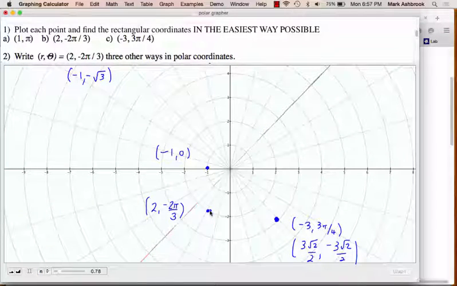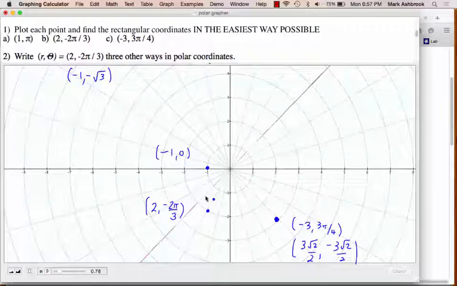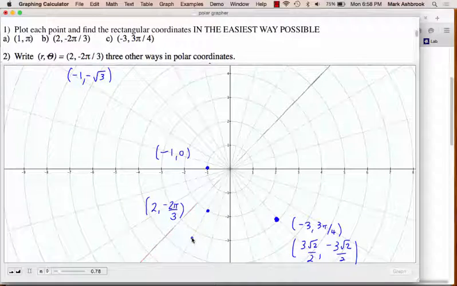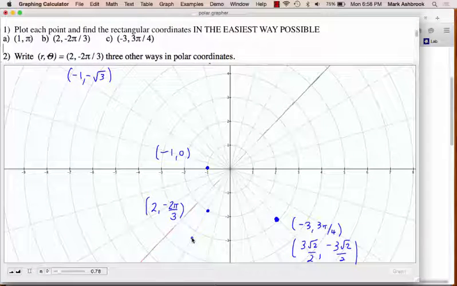Another one. Yeah, go ahead. 2 and 4 pi over 3. 4 pi over 3 takes you all the way here into the third quadrant to that terminal side, and then positive 2. Good. And we got another one. What's that? 2 and 10 pi over 3.